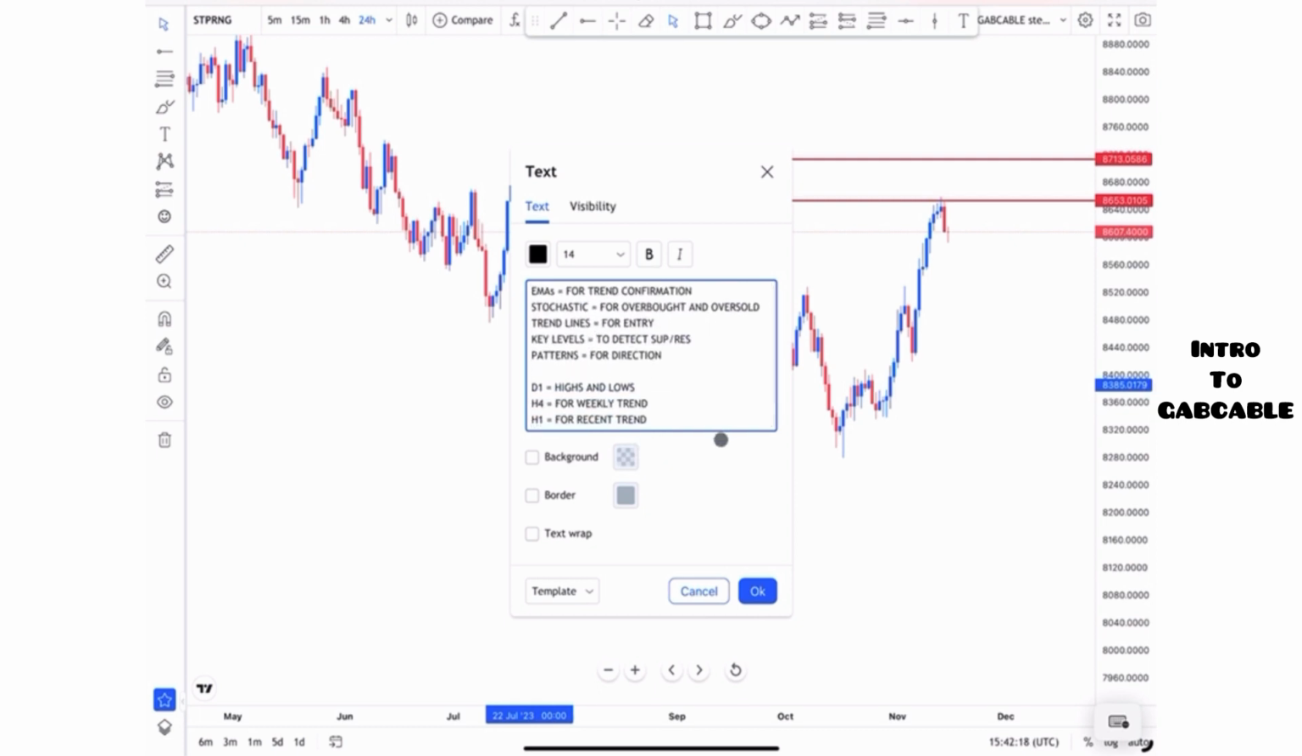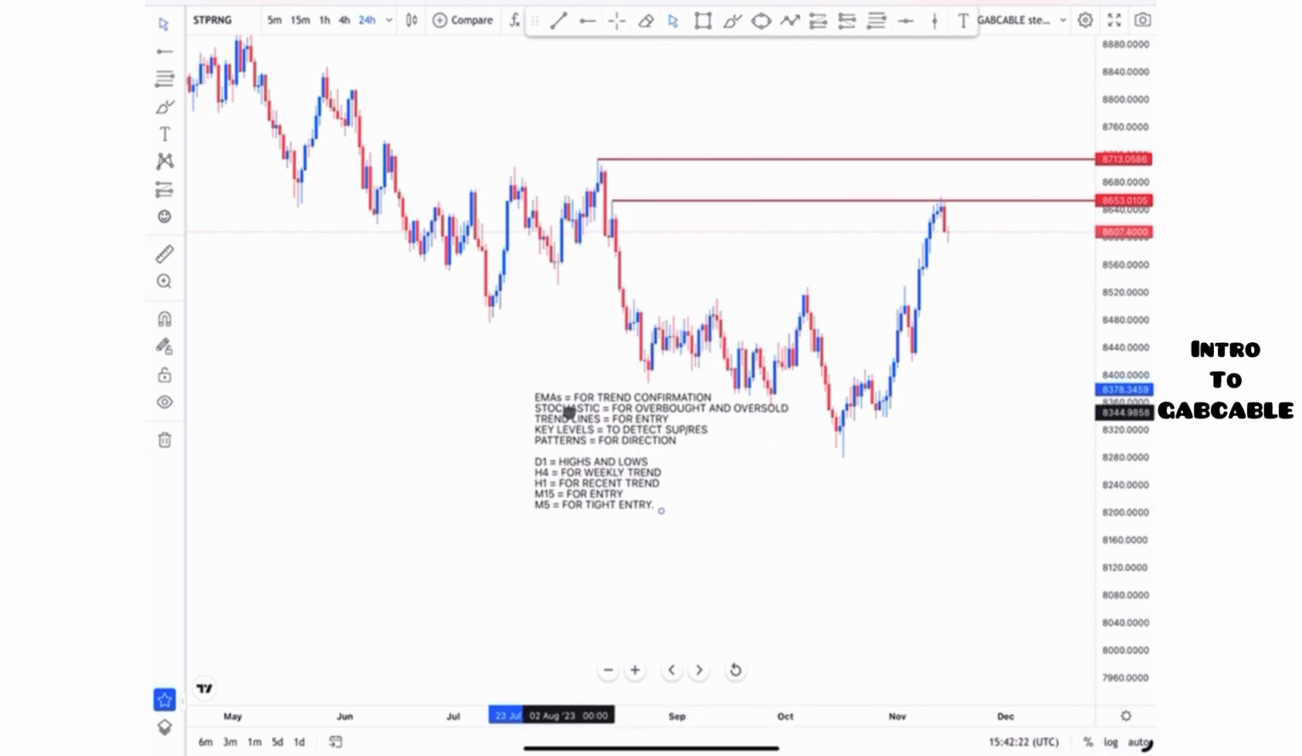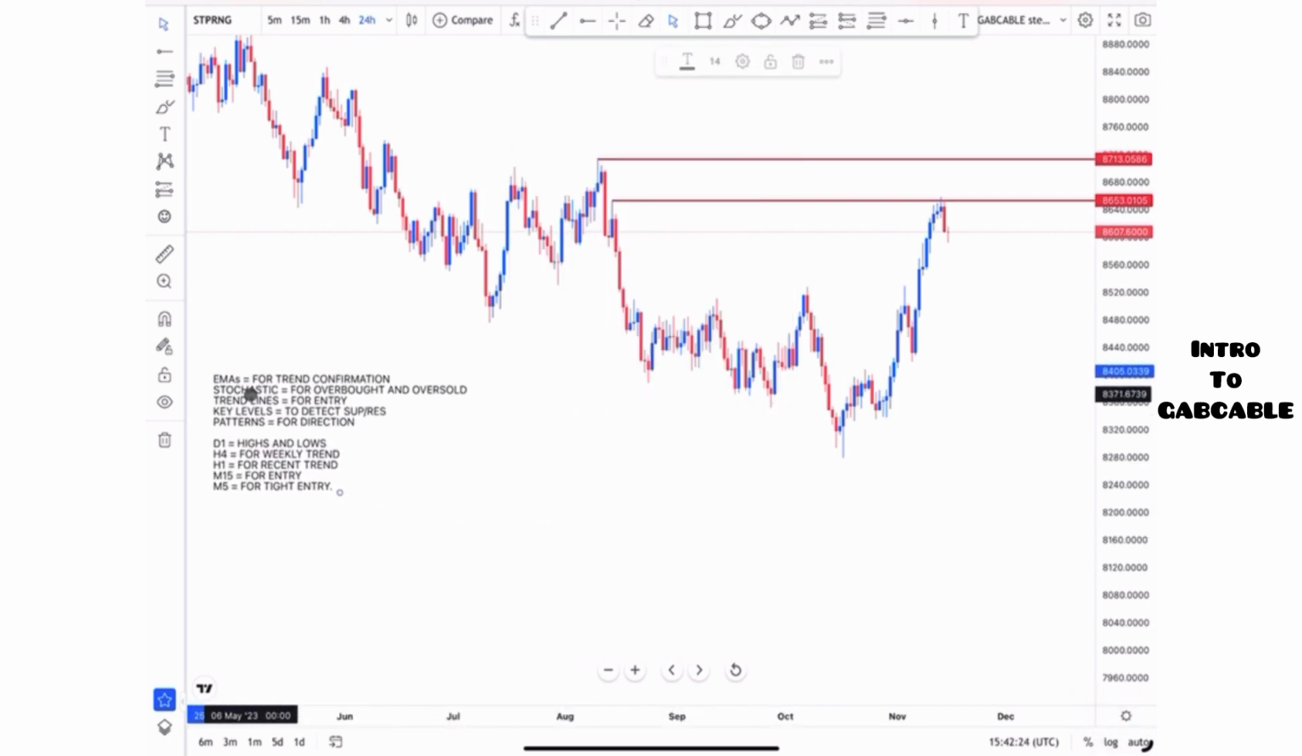The EMAs. Let me just paste it on the chat. Okay. So this is it. I'll just keep it here. So EMA is for trend confirmation, stochastic for overbought and oversold areas, trend line for entry. Okay, key level to detect support and resistance regions in the market. Okay, patterns for direction. So patterns is just for direction, guys.